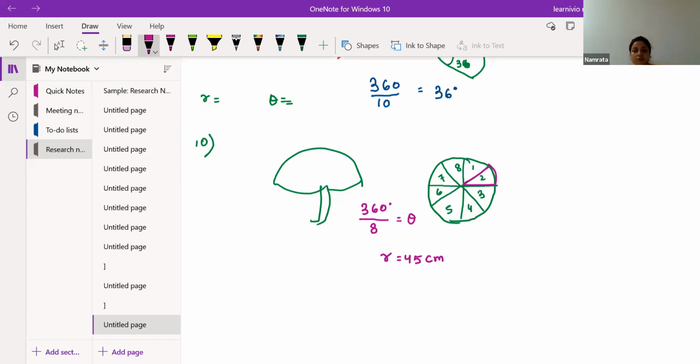No, ma'am. The formula is theta by 360 into pi r square. Area is asked. Let me find it. So this angle we got as 45.